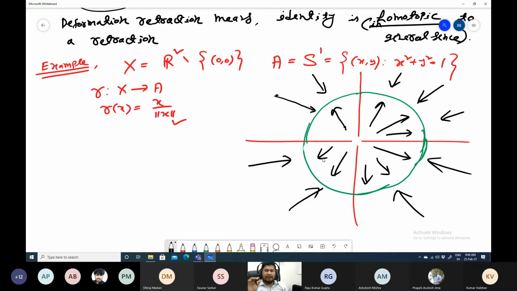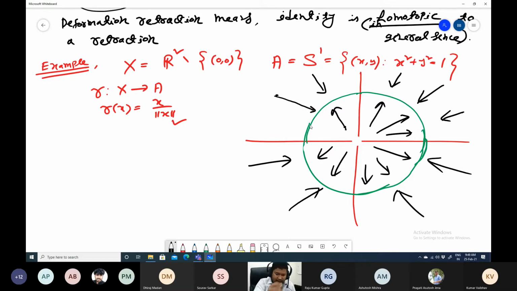That means at the 0th level, everything will be the identity on the whole space X, right? And when time goes, all the points move towards these directions. And when the time is 1, all the points lie only in this green circle. Right? This is the meaning of deformation retraction. And the whole procedure is continuous. So we are not breaking the continuity.